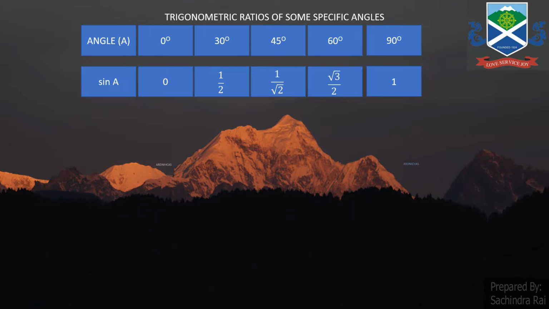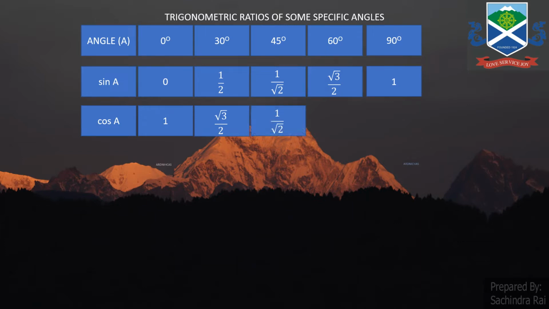So the next value for cos is just the opposite of sin A. So cos A, that is cos 0 degree would be 1, which was for 90 degree for sin A. Cos 30 would be the value for 60 for sin A, that is root 3 by 2.